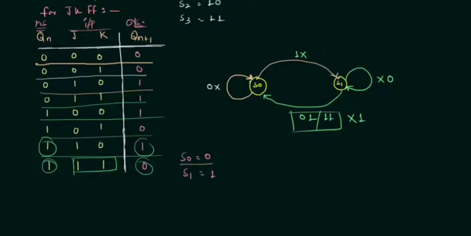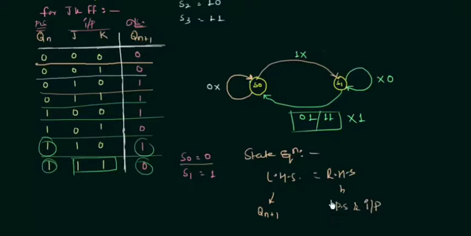Now the last part is the state equation. So state equation is nothing but an equation in which the left hand side, the LHS, is the next state, that is Qn plus 1, the next state, and the RHS is the combination of the present state and the input, and this combination of present state and input will make the next state Qn plus 1 equals to 1. So this is a simple definition of a state equation.